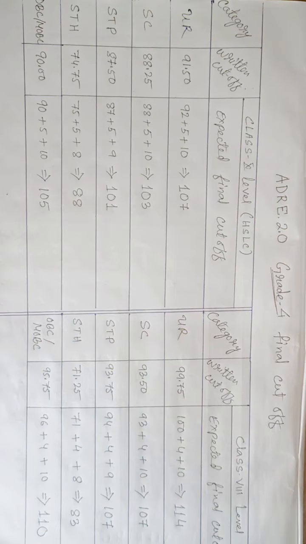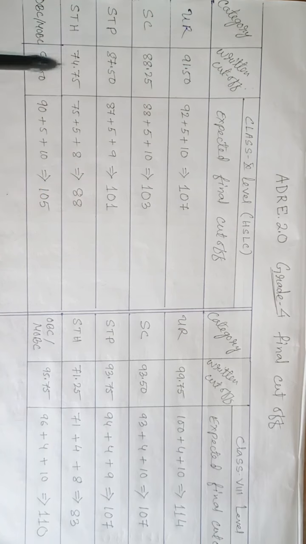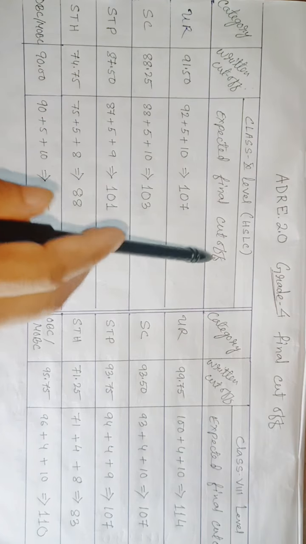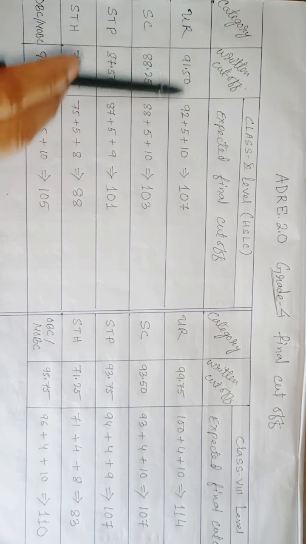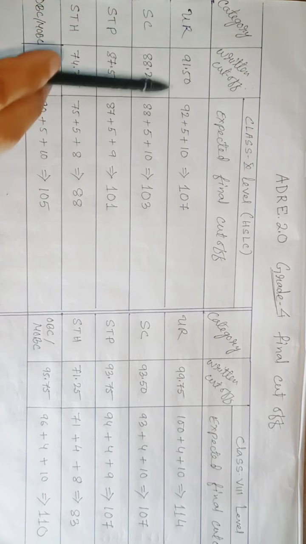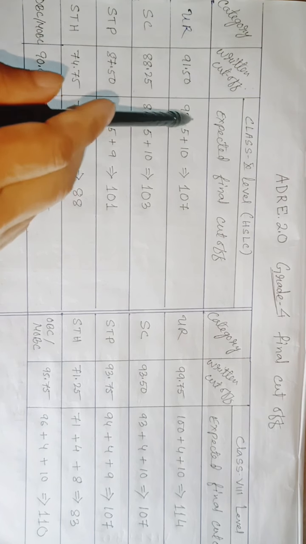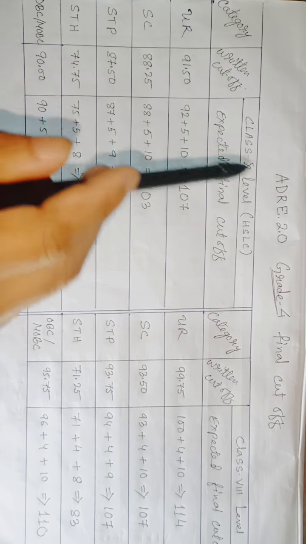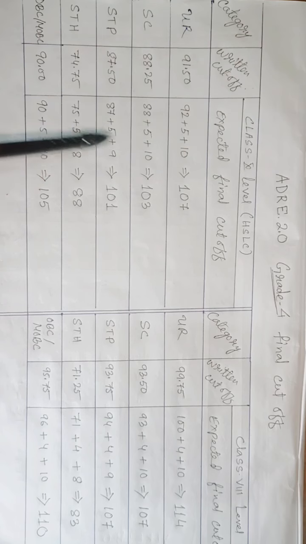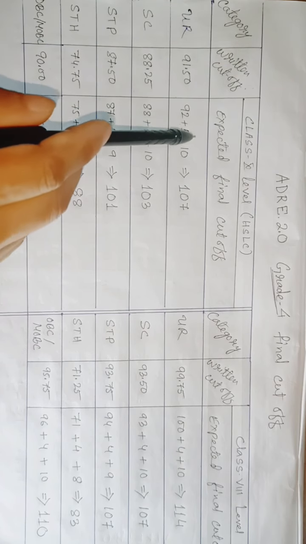So I have written the category on this side, the written cutoff, and then the expected final cutoff. For general category the written cutoff was 91.50, let's say it is 92. In order to be safe, what score should we get so that we can get the final selection? I have taken 5 marks as a safe score, meaning an average score.